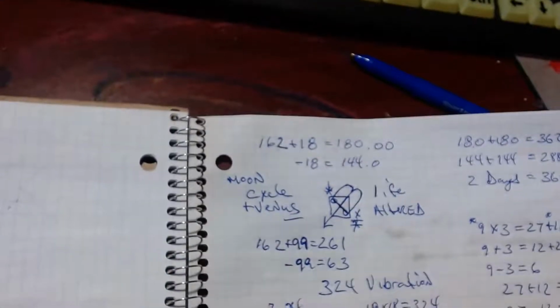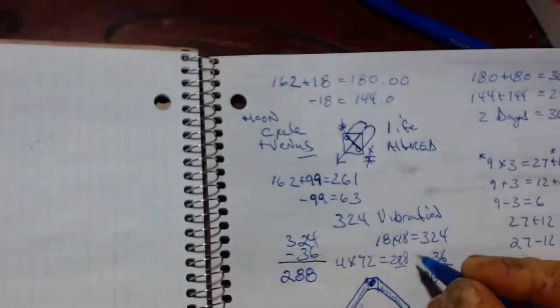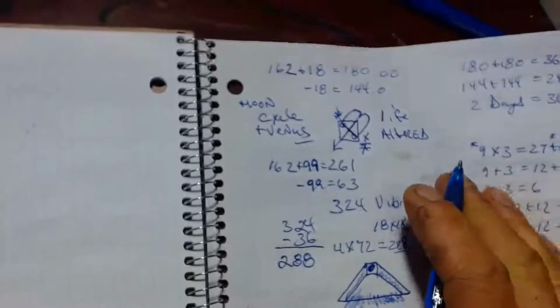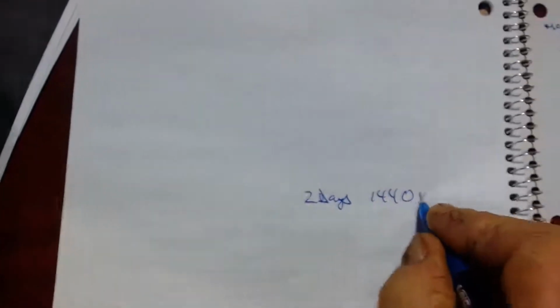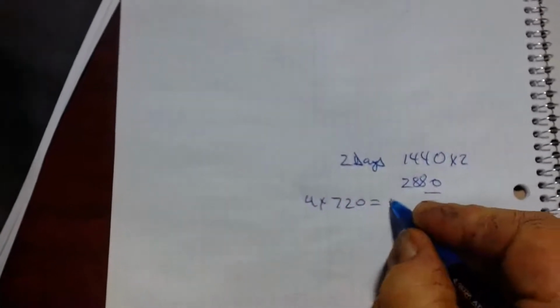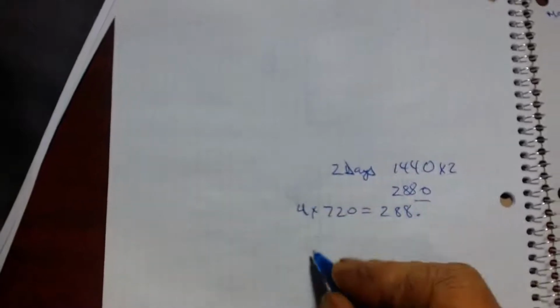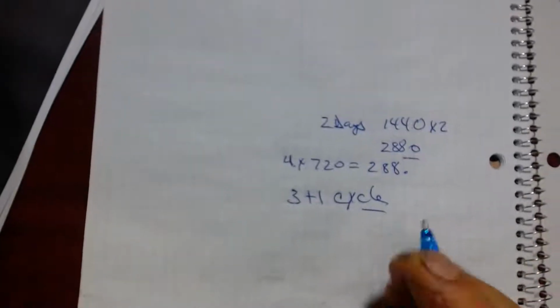This is also the 4 times 72 equals 288. So everything must end on 288. It shows me it's a 3-1 cycle. Here is a 4 cycle, which equals 2 days. We're going to mark it over here. 2 days, 1,440 minutes times 2 is 2880. At the same time, 720 are the half days. 4 times 720 is 2880. 3 plus 1 is the cycle that we all run. That's what it is. It's 3 plus 1.